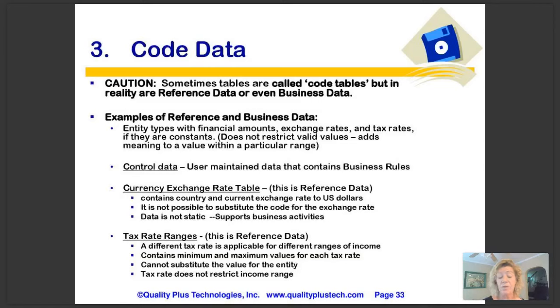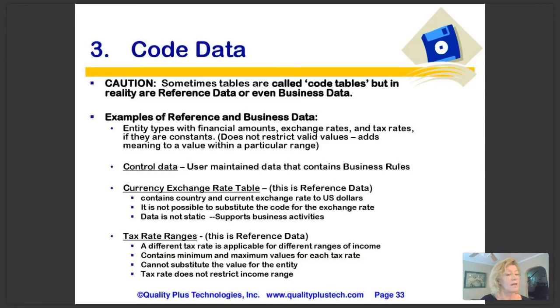That information would be counted as business data, so yes, we would get function point counts. Tax rate ranges, upper and lower limits, those types of things. We can't substitute those. In other words, those aren't just shortcuts. That would count. Reference data, yes, does get function points.